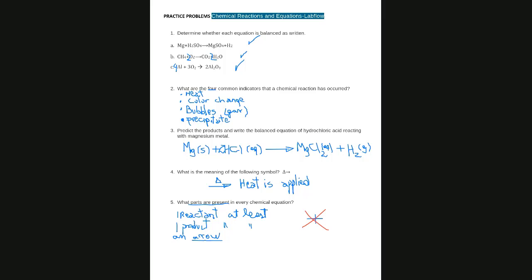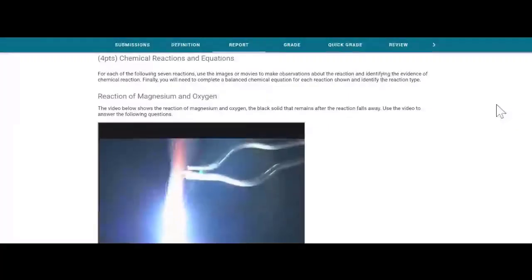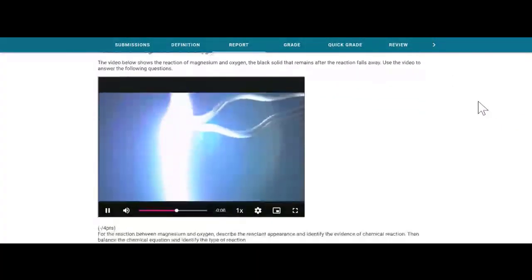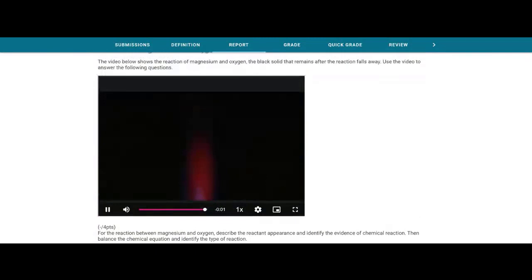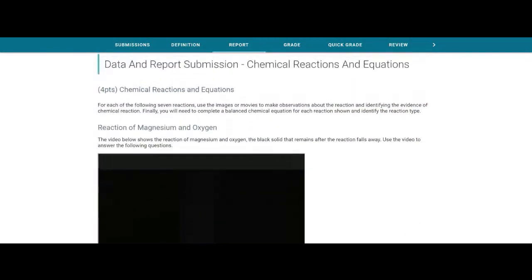Okay, so any questions so far before we move to the report? We are going to go over the report, and I want to make sure that when the time comes, you are ready to complete all those reactions. Okay, so let's move to the report section. Okay, everybody can see this. Labflow kicked me out, so I had to log in again. So basically, this is the report that you will have to complete.